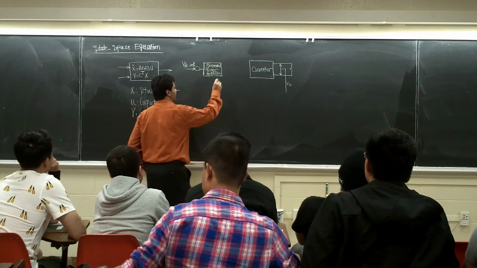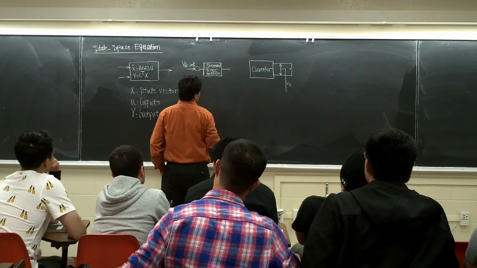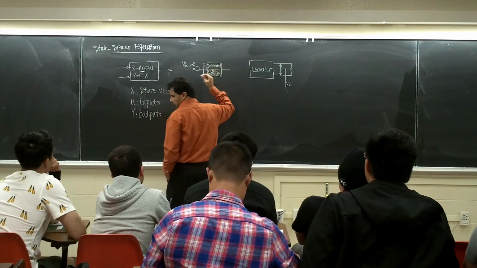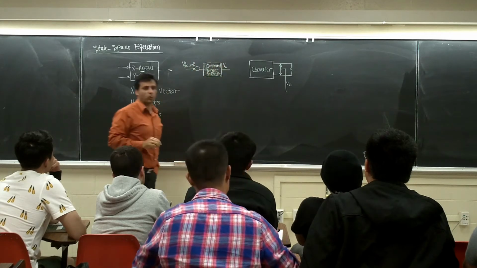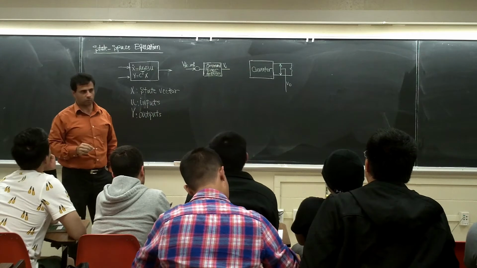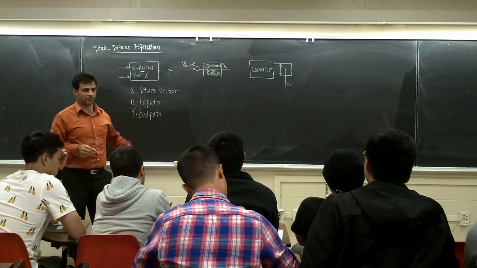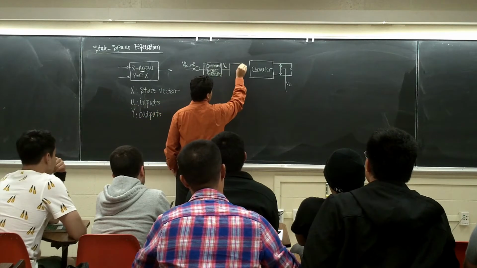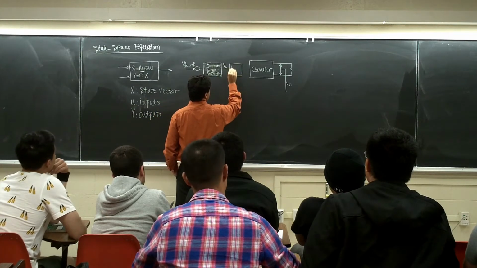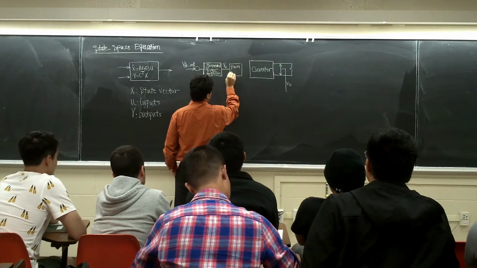The output of this one is going to give you what I'm going to call VC or VD. For now, let's say VC. VC is the V control. The control signal is going to come out of this one. And after this one, you are going to have a PWM generator.